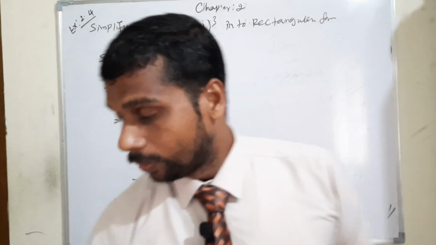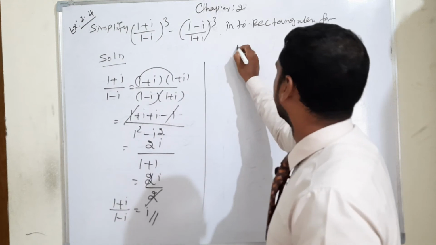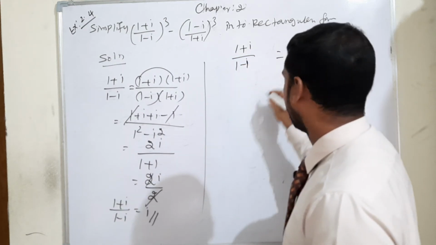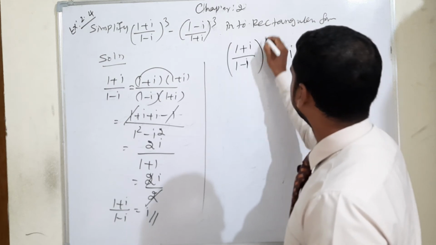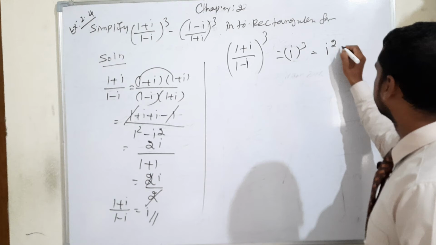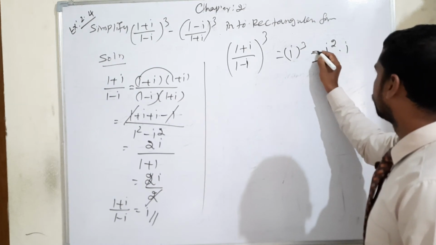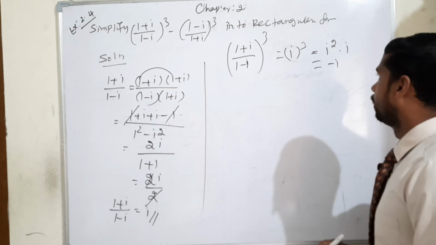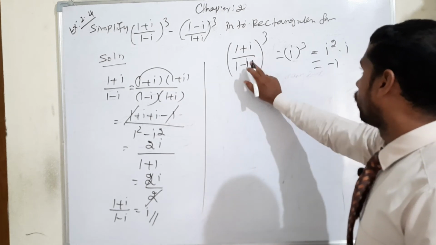So now we need actually the whole cube, isn't it? So 1 plus i divided by 1 minus i, what the answer we have? i. The whole cube means here also what the term? i cube. What is the meaning of i cube? i square into i. i square means value will be minus 1. Therefore minus 1 into i means that is minus i. This is 1 plus i divided by 1 minus i the whole cube.